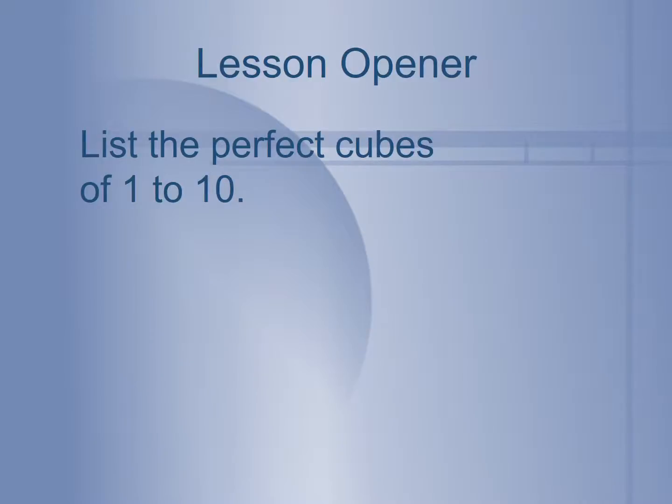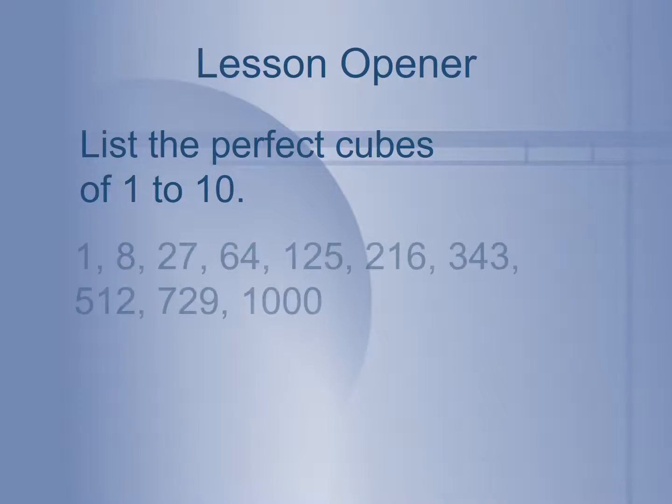So now we're going to list the perfect cubes of 1 to 10. So in a perfect square, we took a number and we multiplied it by itself. To get a perfect cube, we're going to take a number and multiply it by itself and then multiply it by itself again. So 1 cubed would be 1 times 1 times 1. 2 cubed would be 2 times 2 times 2, which is 8. 3 cubed would be 3 times 3, which is 9, times 3 again, which would be 27.